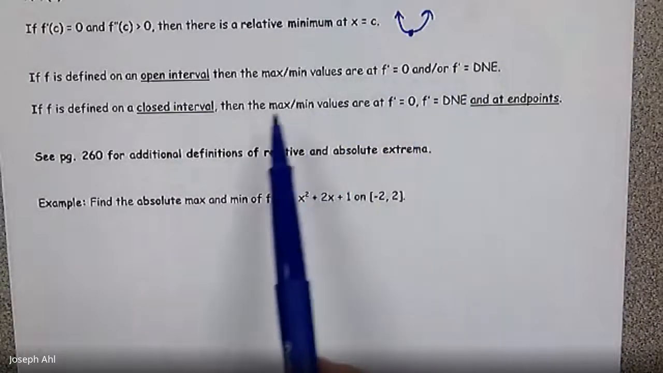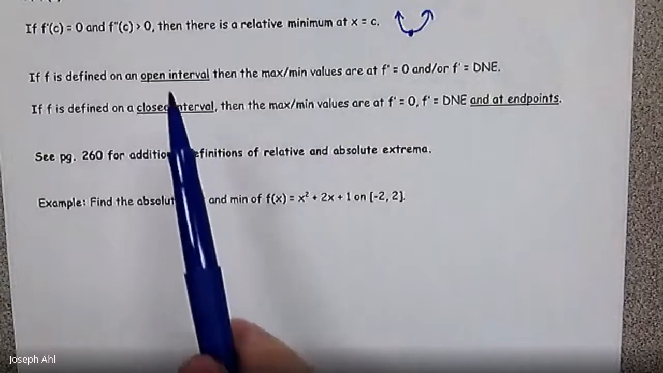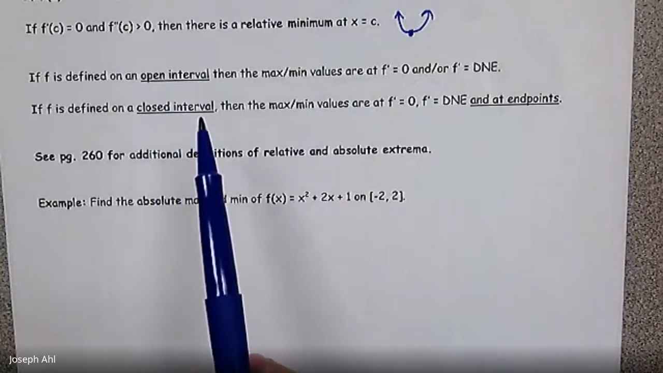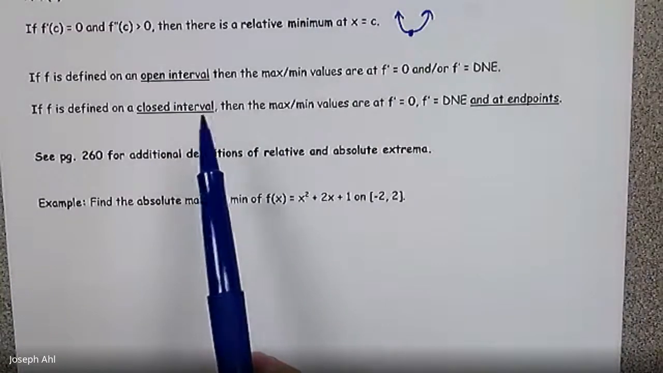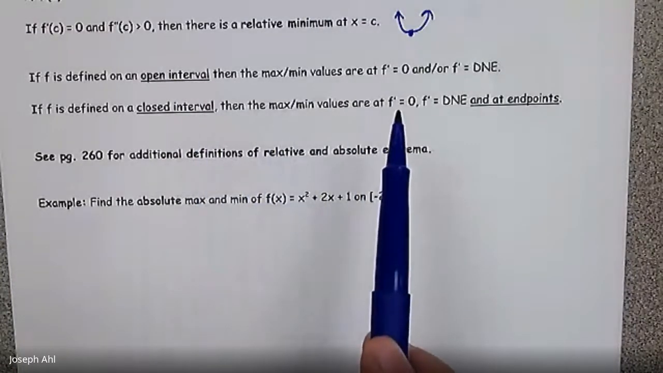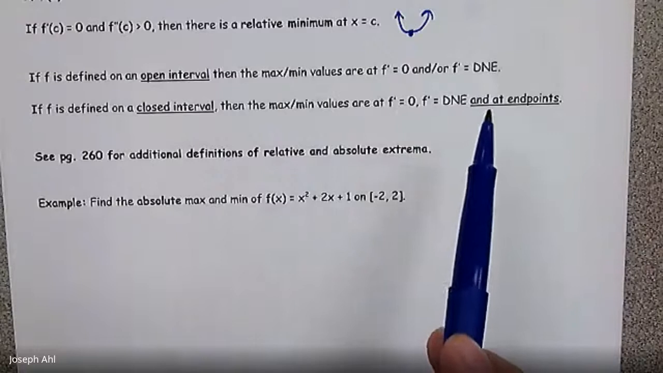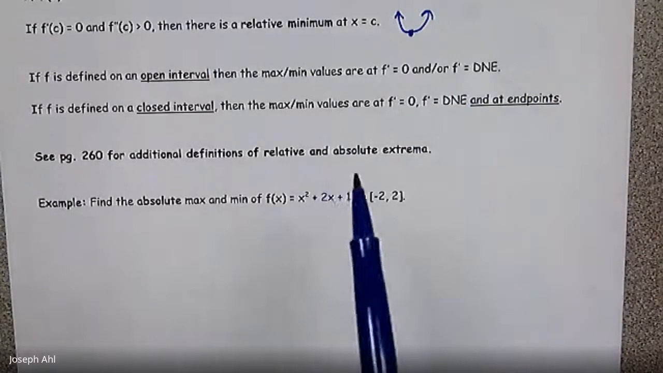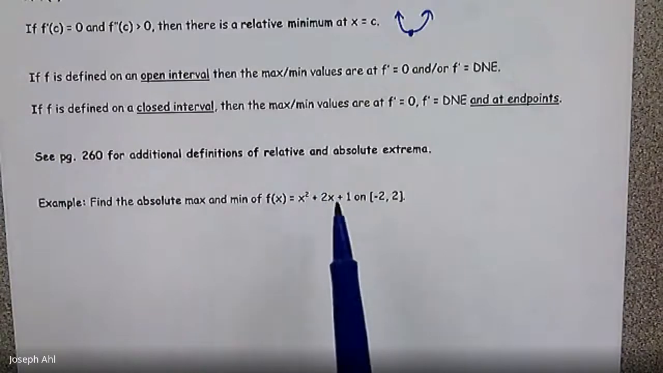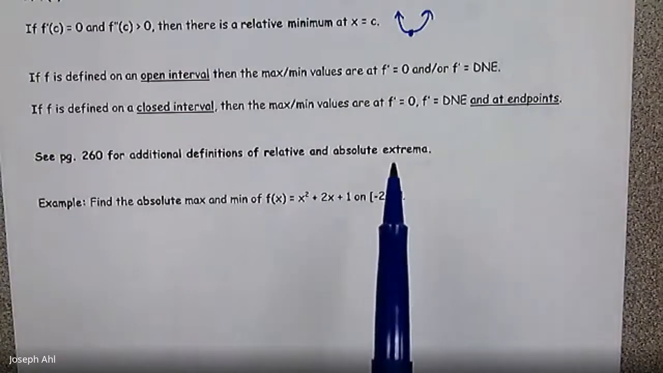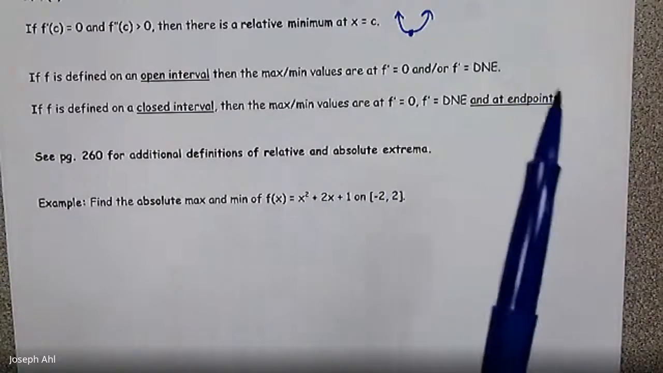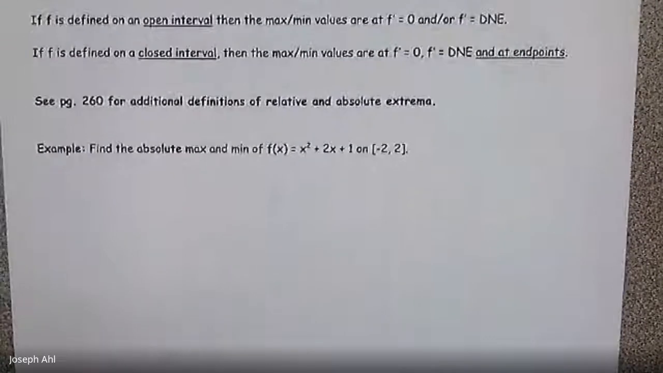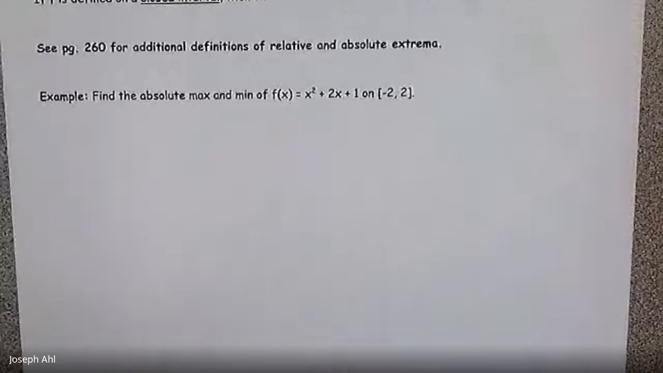Okay, so talking about where extrema exists, it exists where the derivative equals 0 or where the derivative does not exist. One quick note, though, is that's for an open interval. If you're looking at extrema on a closed interval, then the max min values are where the derivative is 0, does not exist, and at the endpoints. So what we're going to find is if we have a closed interval and we're looking for extrema, we're going to test the endpoints of that closed interval to see if maybe those represent absolute max or min locations.